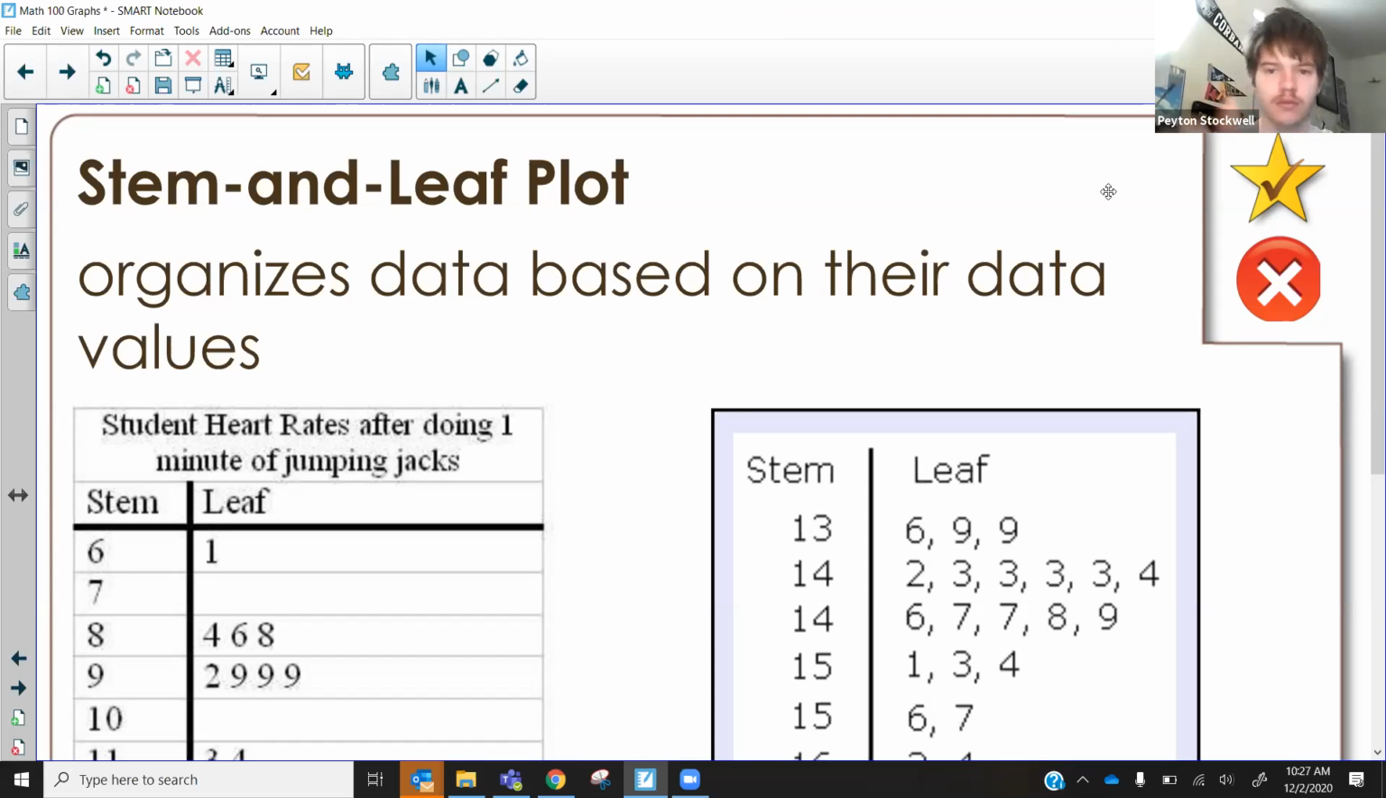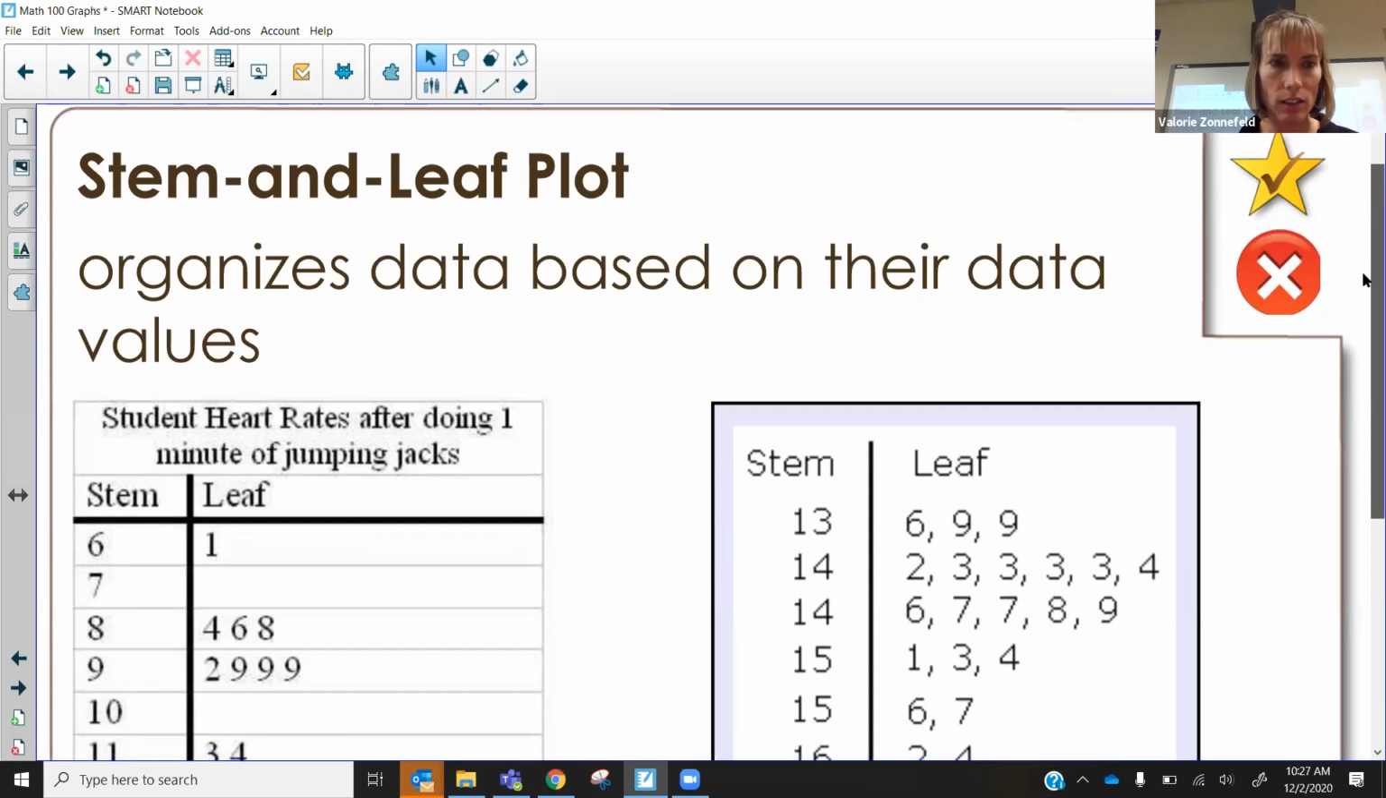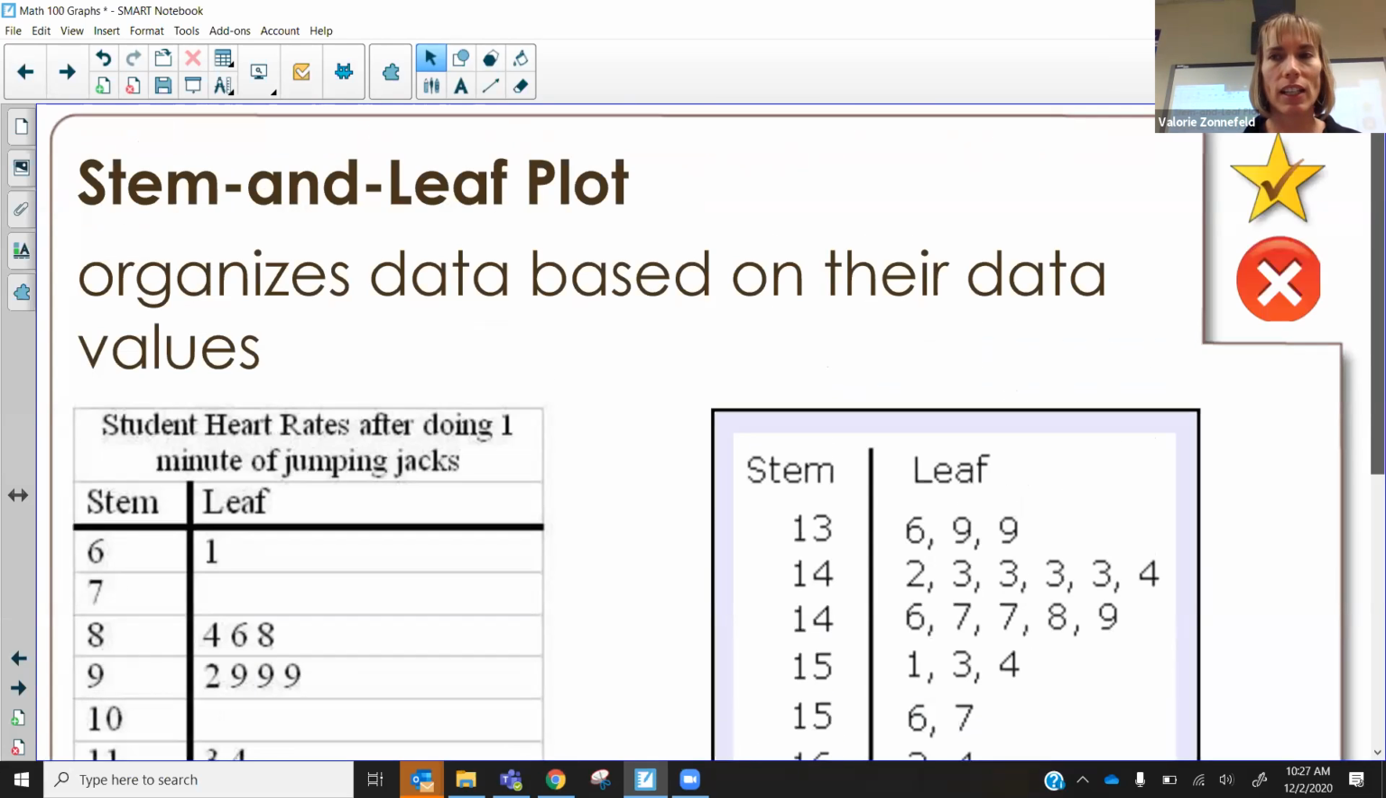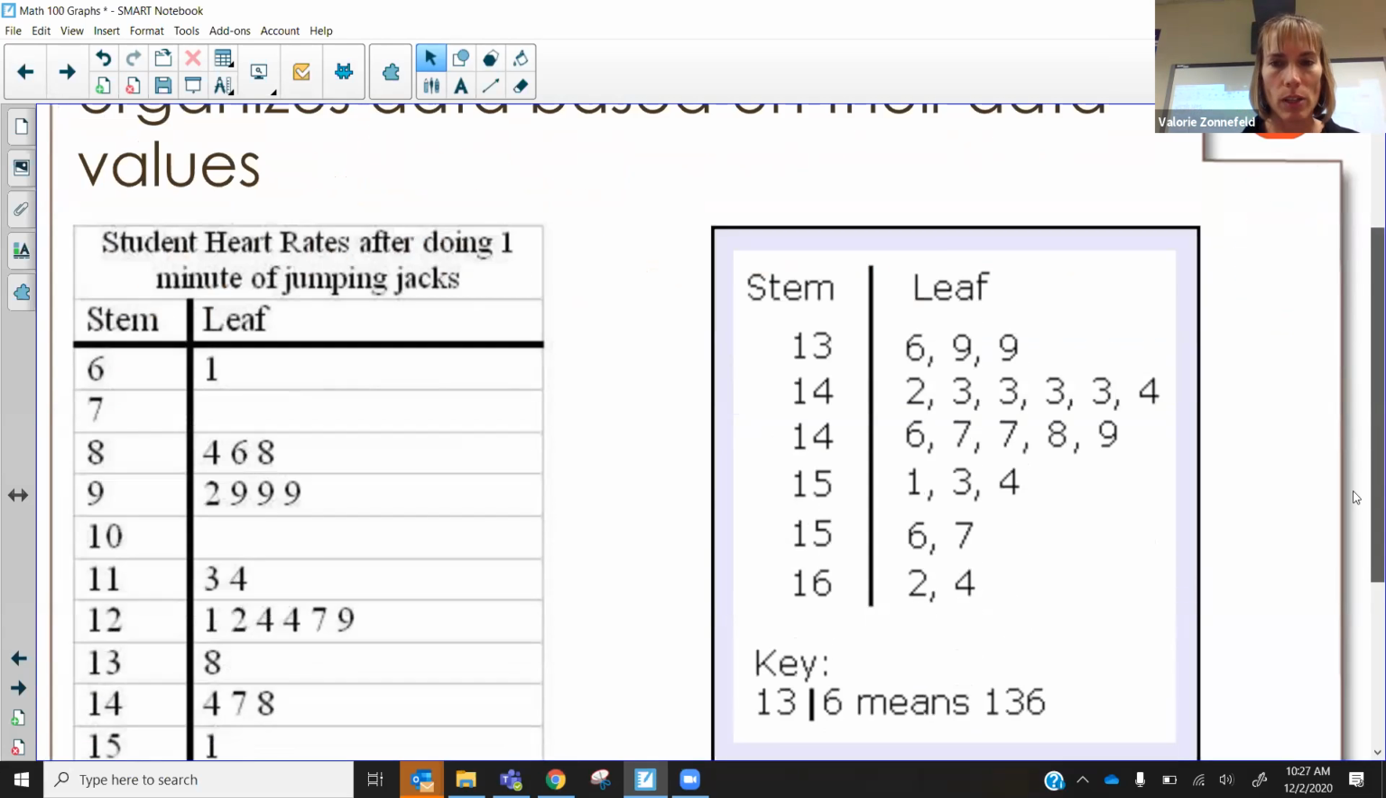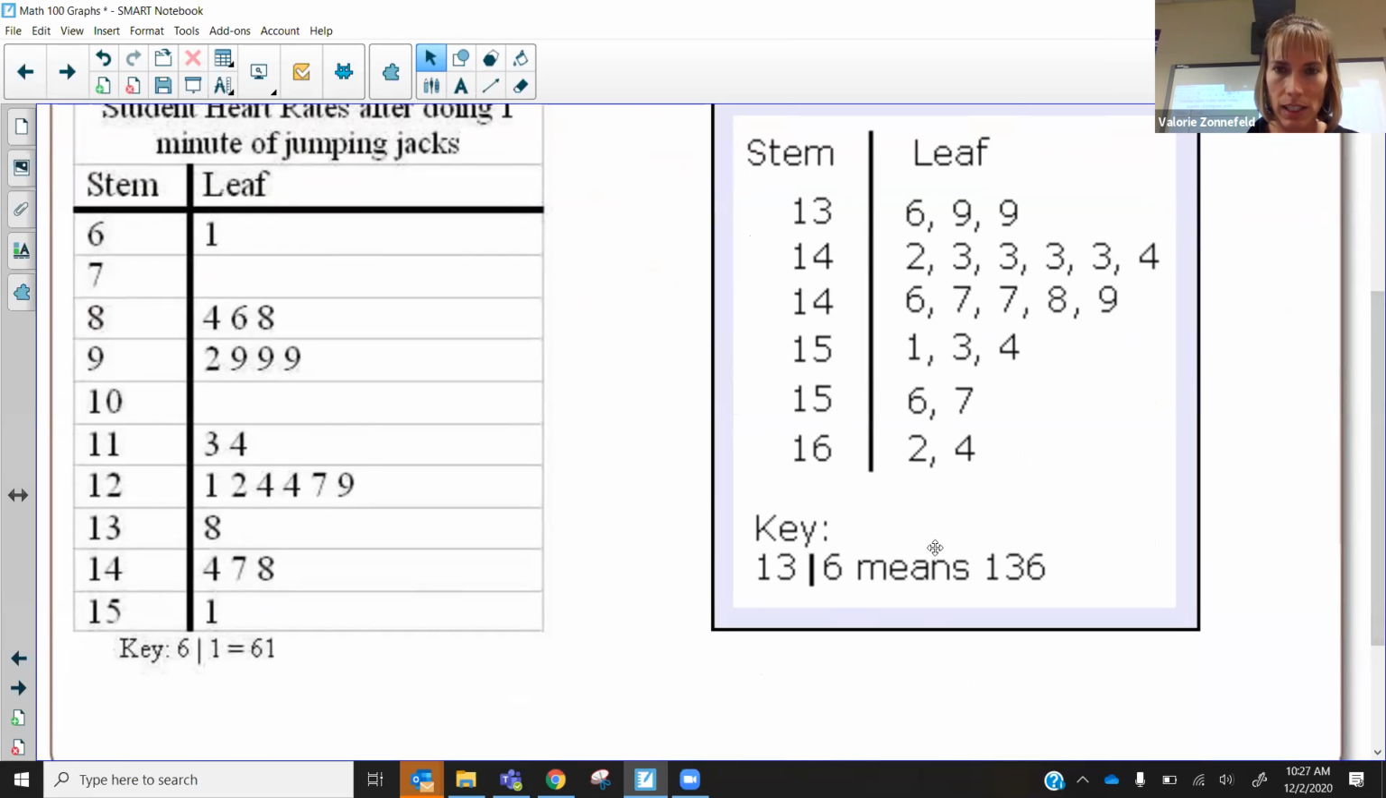All right, some of us haven't seen it, some of us have. So let's look here. Stem and leaf is, let me scroll down a little bit. It's a way to see a lot of data quickly. So if we look here, it's got this key down here where it says 13 line 6 means 136.